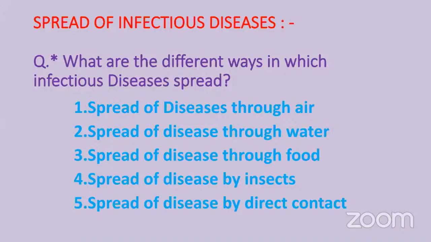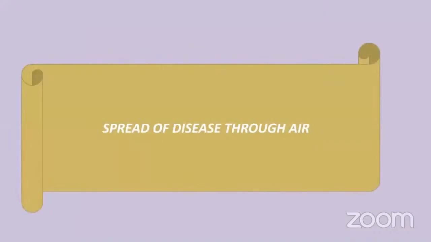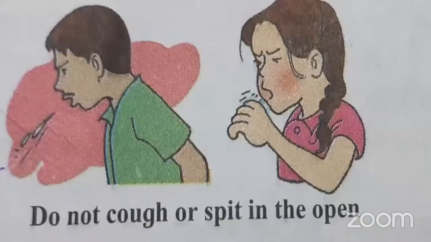Now we'll see which diseases are spread through air, water, food in detail. Okay. First, we'll see spread of disease through air. Now, what can you see in the picture, beta? Do not cough or spit in the open.